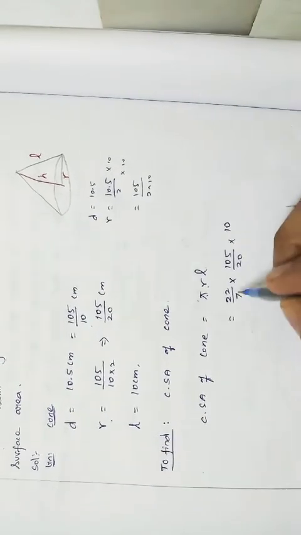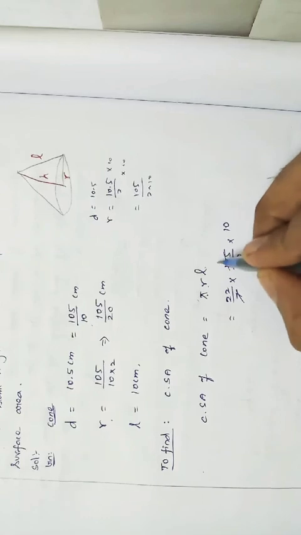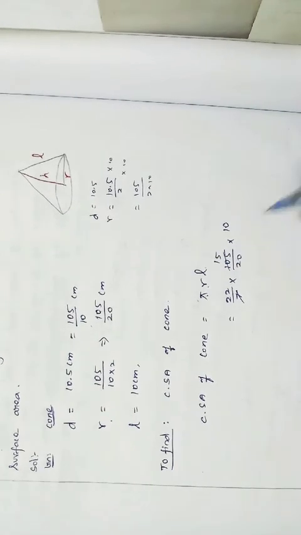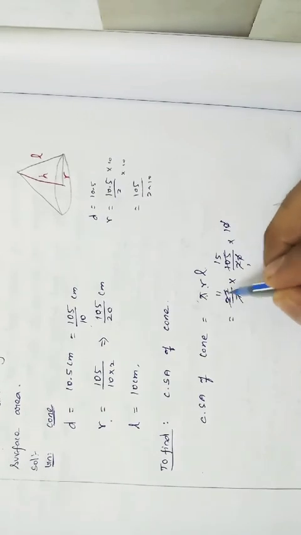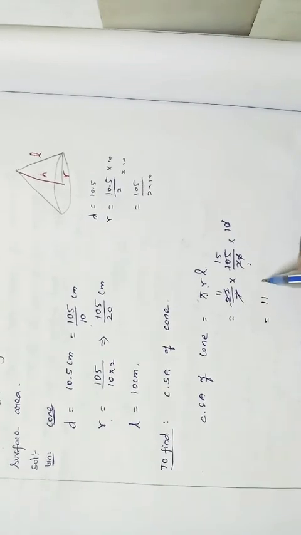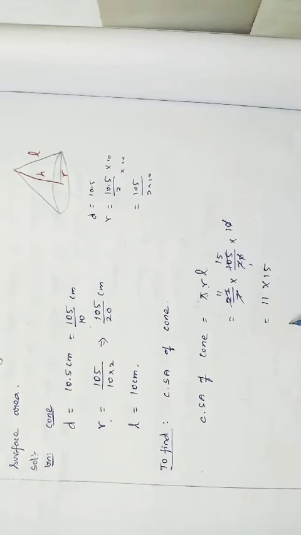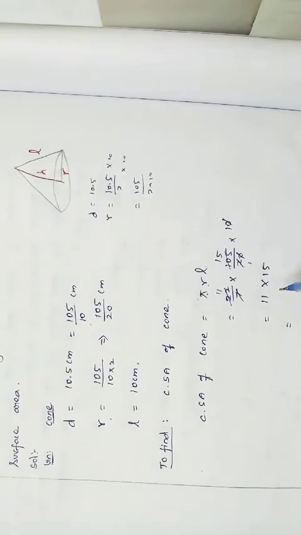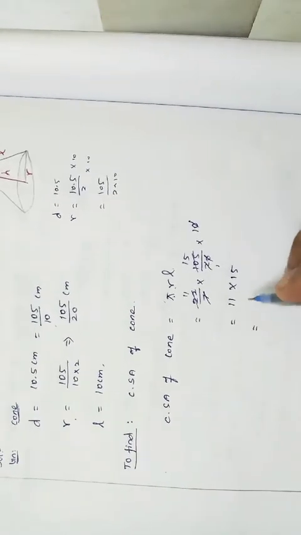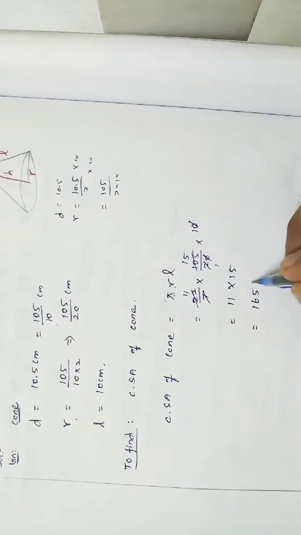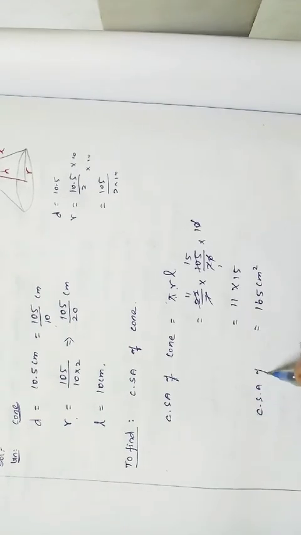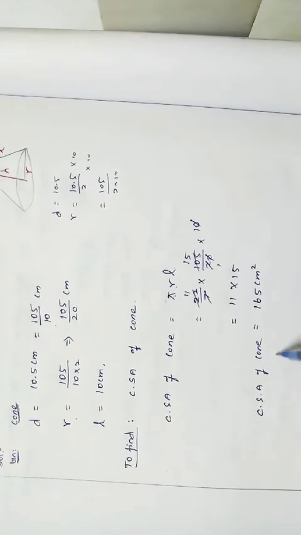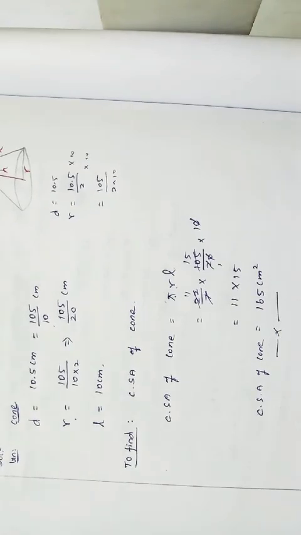So shall we simplify? 7 into 15 is 105, so 15 times, and the 0 cancels, 2 ones are 2, 22 divided by 2 is 11. So what is the remaining? 11 into 15, right? 15 elevens are 165. Therefore CSA of cone is equal to 165 centimeter square, right?